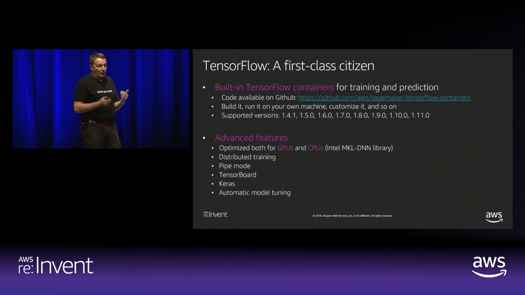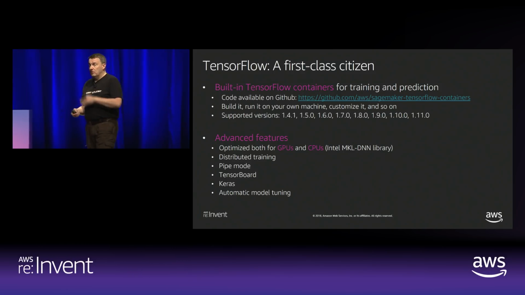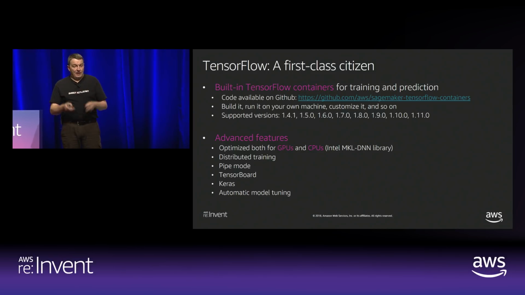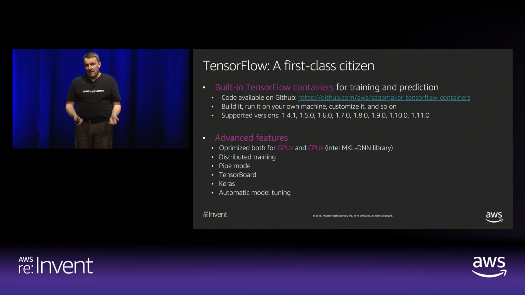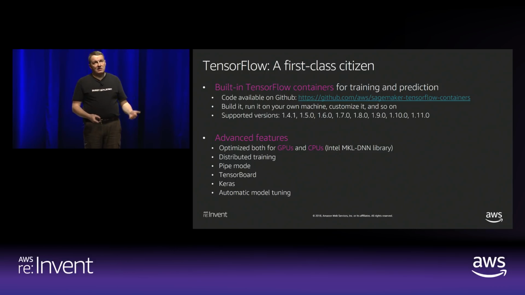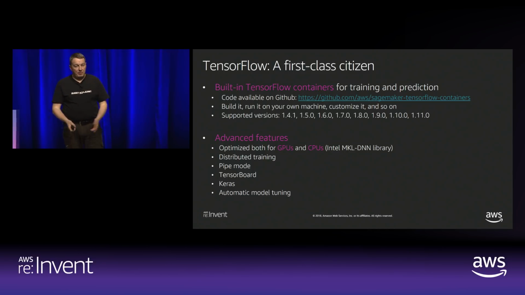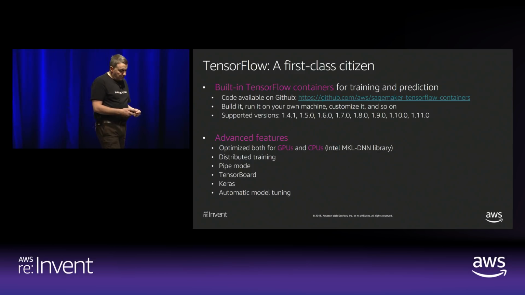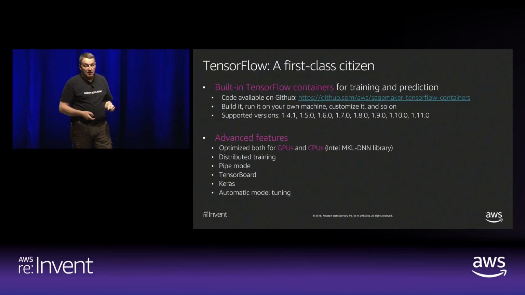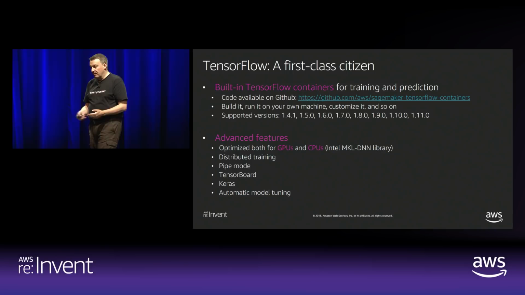So we provide built-in containers for training and prediction. Those containers are actually open source, so you can go and grab them from GitHub. You can compile them on your own machine, run them on your own machine to make sure your local dev environment behaves exactly the same as SageMaker will. You can customize them if you need to add extra dependencies, your own homemade libraries and whatnot. Just grab the containers, build them, modify them, push them back to ECR, our Docker repository service, and you can use them on SageMaker. So plenty of flexibility here.